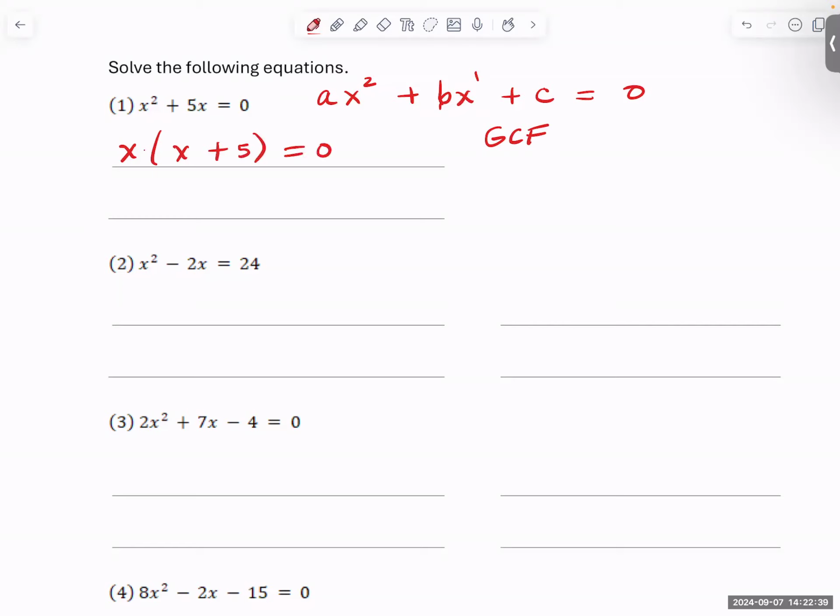So now we have a product equals 0. If a product equals 0, generally a times b equals 0, then to solve, we set each factor equal to 0: a equals 0 or b equals 0. In this problem, we set x equal to 0, so 0 is one of the solutions. And we set the binomial equal to 0 and solve for x equals -5, or x equals 0.